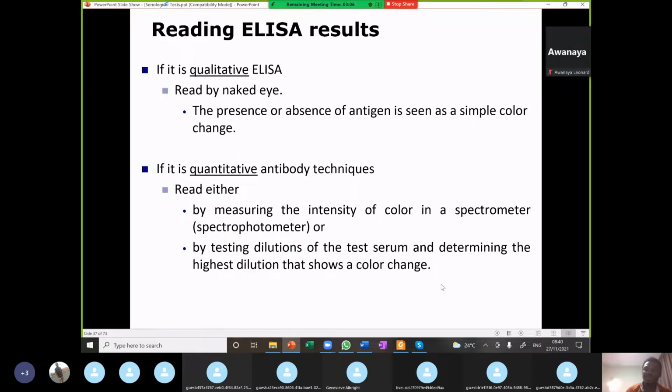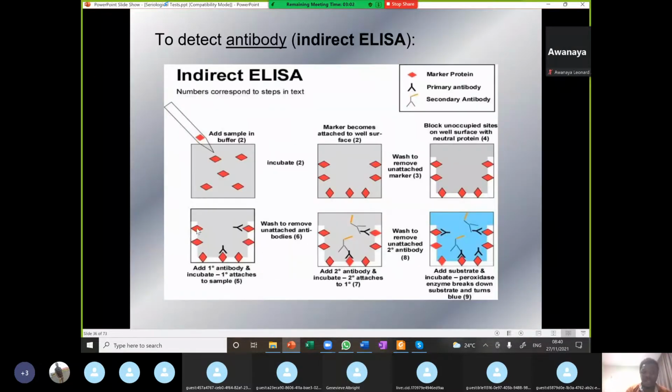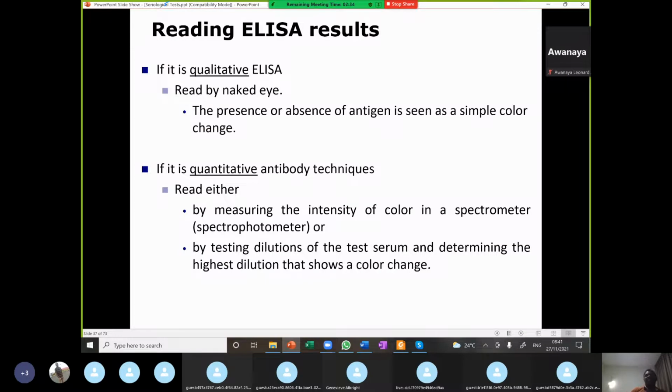If we had all these antigens occupied with antibodies, it will mean that we'll have more of these substrates available for the enzyme. So the more of these enzymes available, the more substrate will be broken down, and the intensity of the color will be very high. If it was less, as we're seeing now, we have just two antibody binding, we have very less intensity of the color.